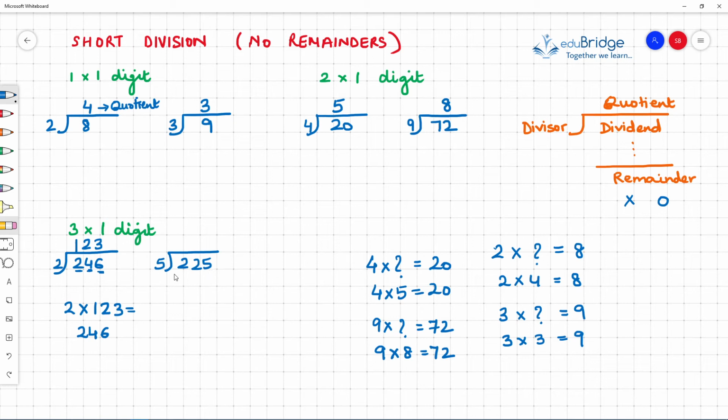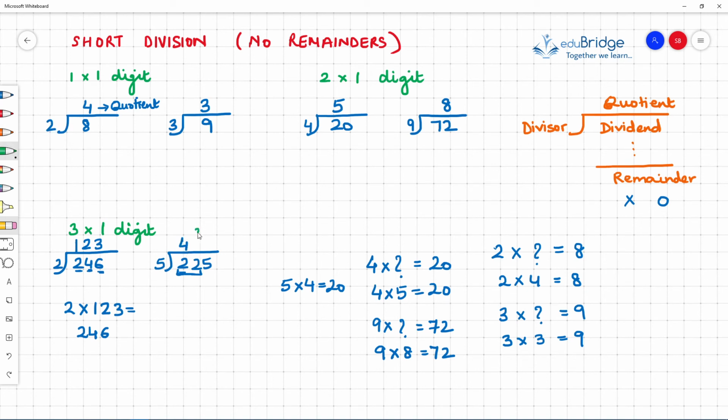Another example, 5 as your divisor and 225 as your dividend. So how do we divide this? Now let's look here. We pick the first number again, which is 2. Now this 2 is smaller than 5, so we cannot divide it directly. What do we do? We make it a pair with the next number. So now our starting number is 22 and not 2. So 5 times what is 22? We know 22 doesn't come in the table of 5. So what is the closest we can go? We know 5 times 4 is 20. That's the closest we can go to 22. So we write 4 here, right?